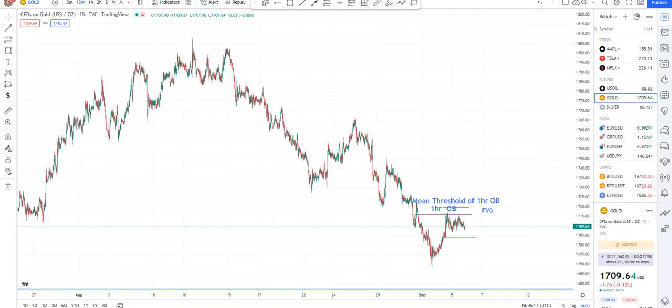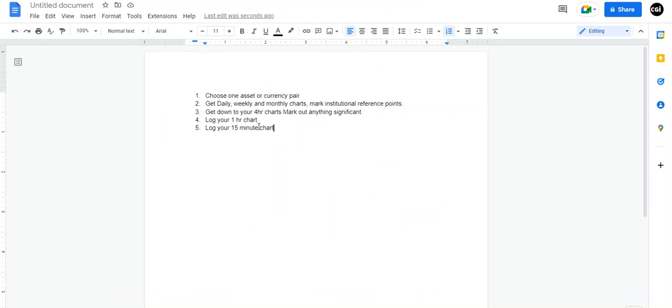Go to your 15-minute chart. So you stop at the 15-minute chart, don't go below this. If you like, you can put a 5 minute chart, but I don't really think it is necessary. So it's not demanded, but you can add it. Once you do this, you save the document, you're done for the day. So you do this for the whole week.